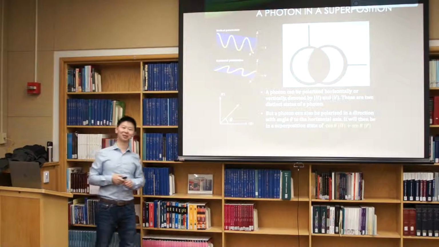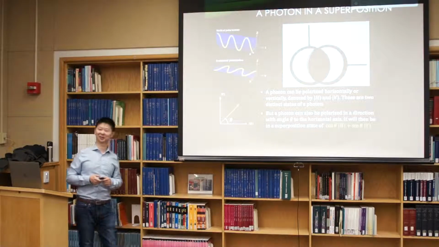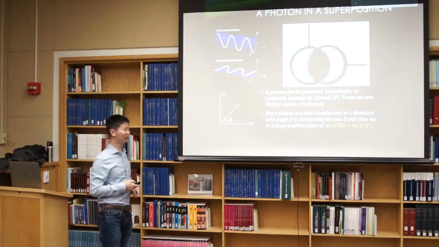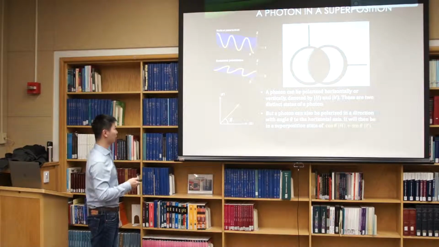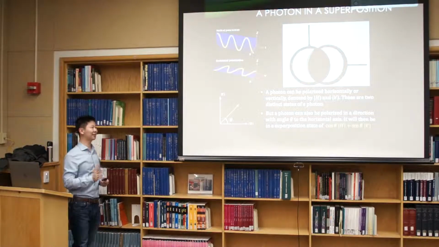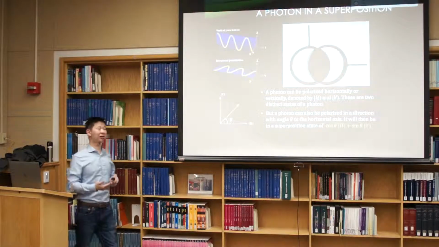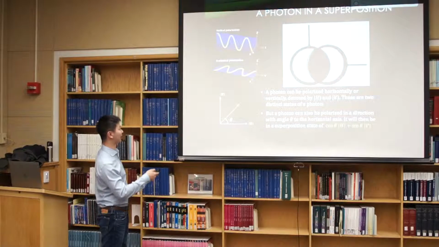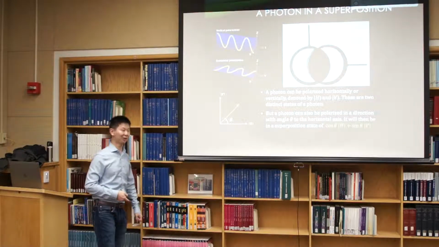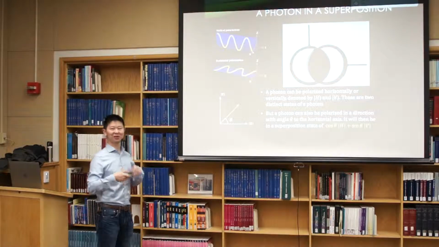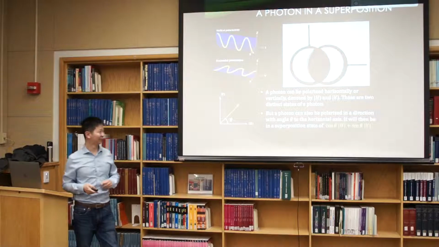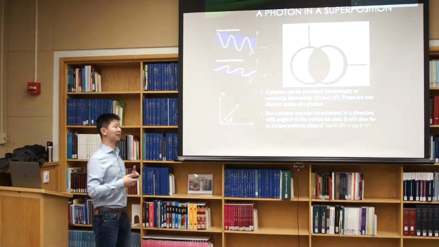Right. Any other questions? Okay, let's continue the journey on the light, or photon. What we learned from here is a photon can be polarized either horizontally or vertically, and we can denote these two states by H and V. The H stands for horizontal and V stands for vertical. We're putting this funny bracket just to denote that it's a state of the photon. It's not just the letter H or letter V. And these are just two distinct states of photons.